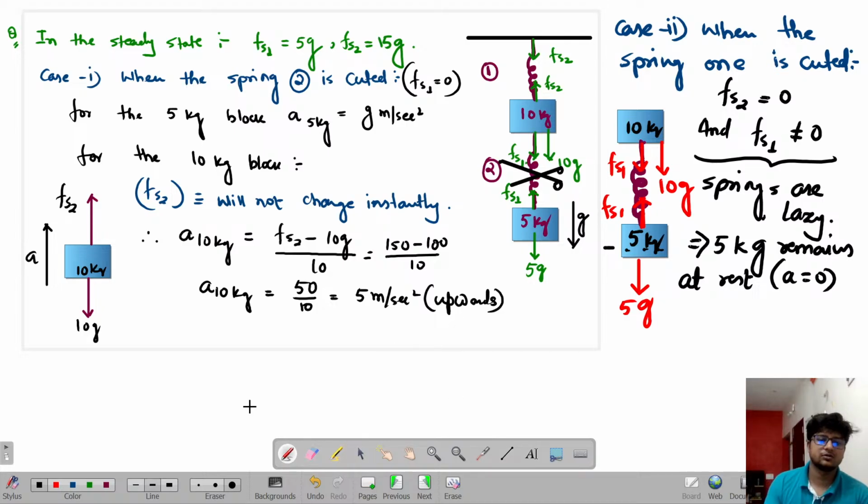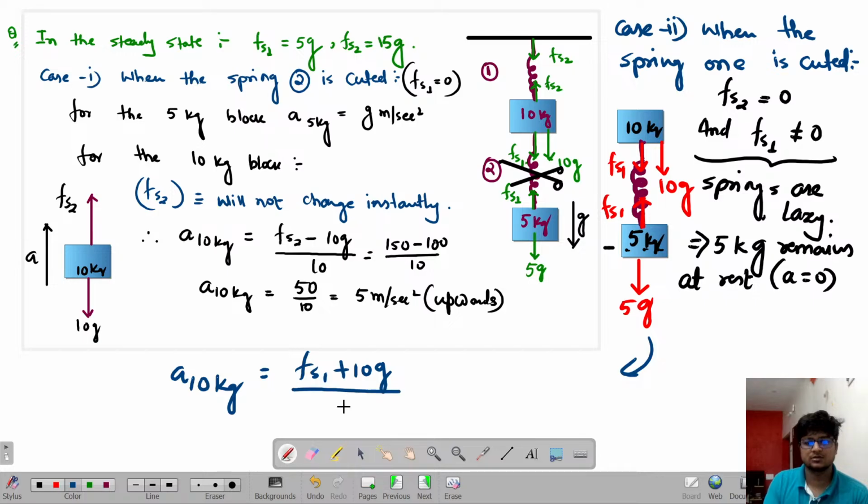So what is the net acceleration then? Therefore, acceleration of 10 kg is pulling force Fs1 plus 10g divided by mass.